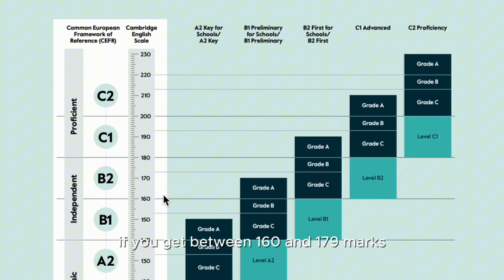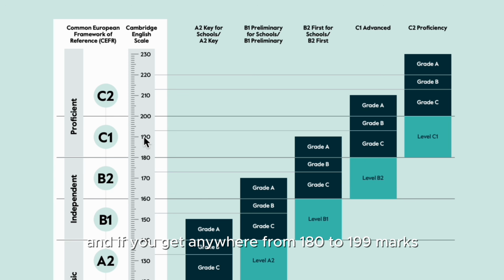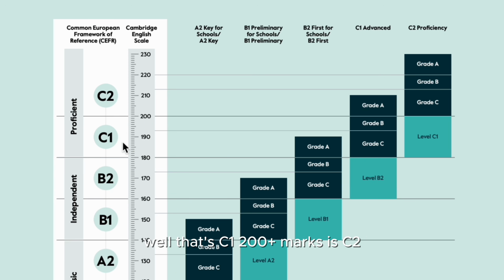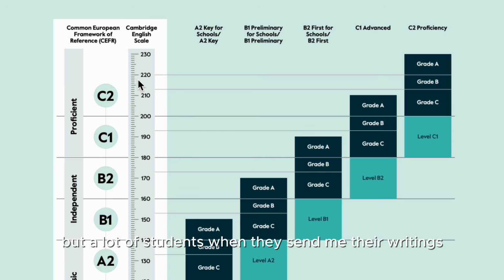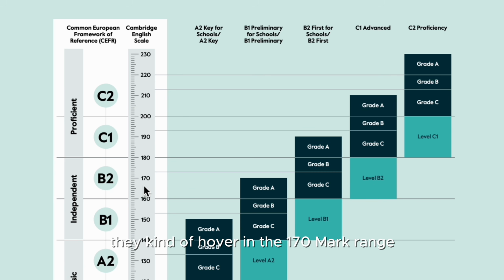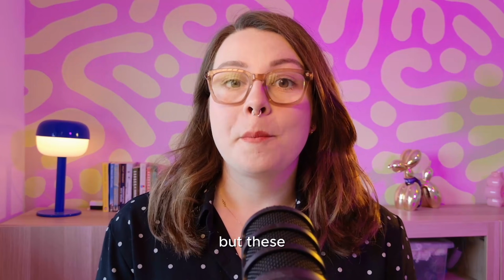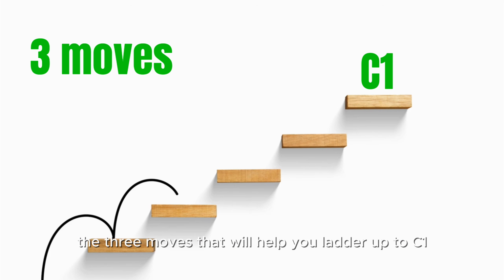If you get between 160 and 179 marks, you're scoring in the B2 range. And if you get anywhere from 180 to 199 marks, well, that's C1. 200 plus marks is C2, but a lot of students, when they send me their writings, hover in the 170 mark range. But these are the 3 moves that will help you ladder up to C1.